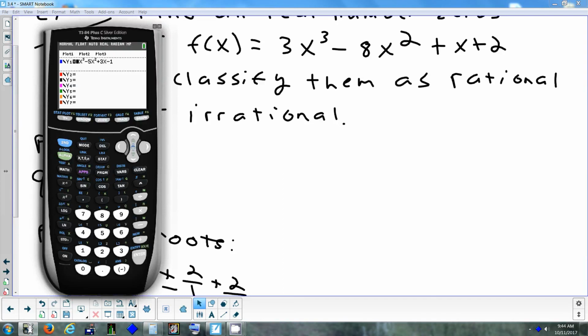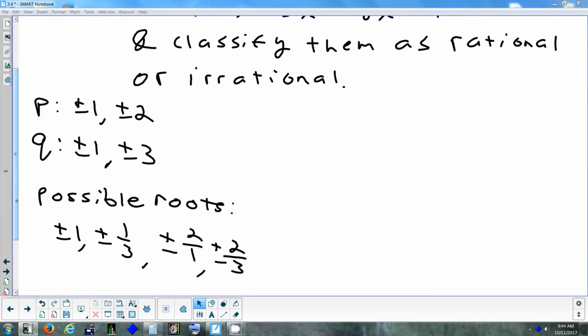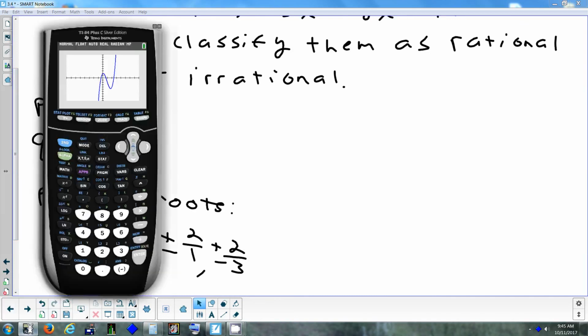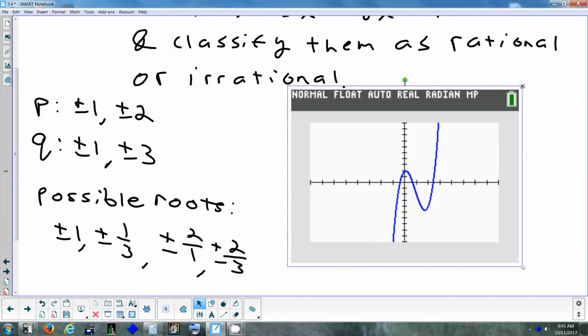Okay, so we've got 3x cubed minus 8x squared plus x plus 2. Again, I don't need to look past negative 2 to positive 2, but this should give me a good idea. Okay, what seems like a rational root in that case?